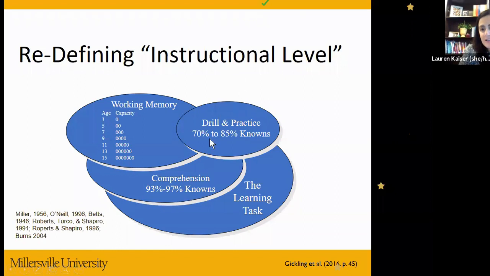And then drill and practice is those ratios where we know that kids are going to learn the material and retain it better if they're rehearsing it at 70 to 85% known.